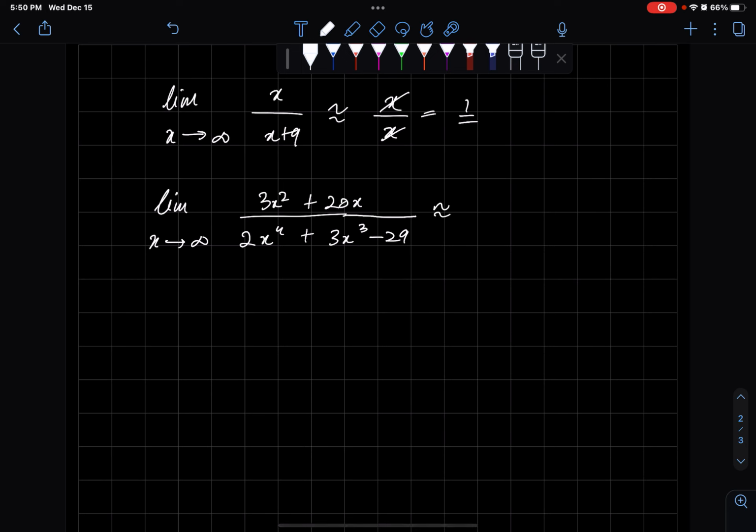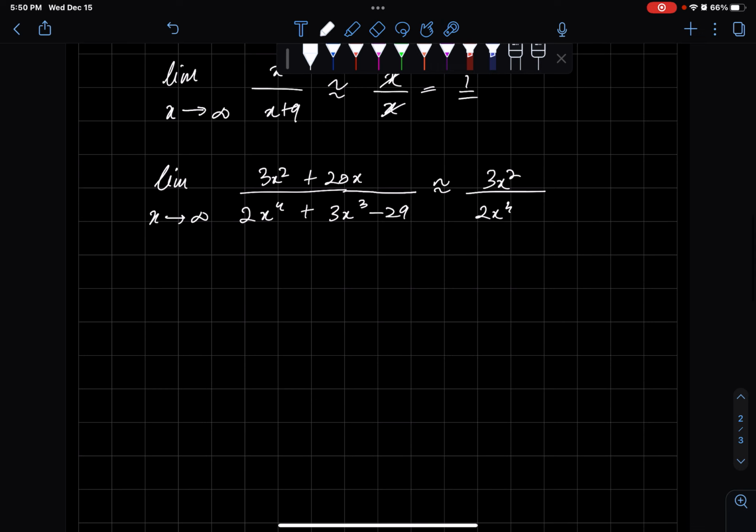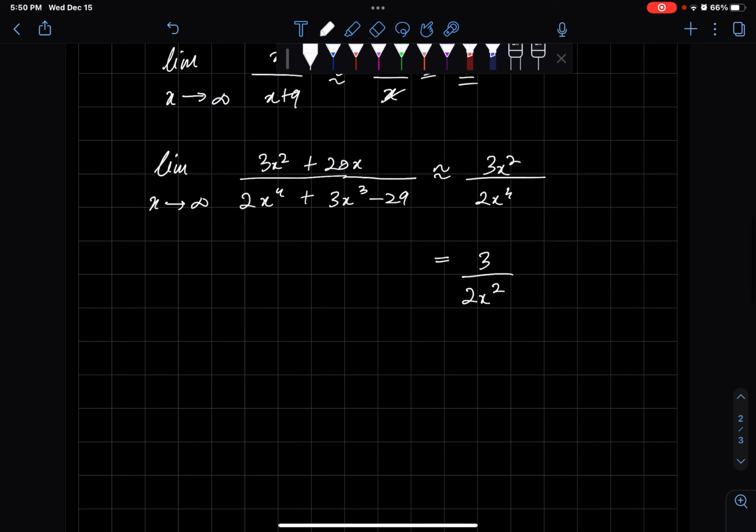So this behaves as if it's x squared over 2x to the 4. And then we can simplify this down to 3 over 2x squared. And as x grows to infinity, this denominator gets bigger and bigger, and this 3 gets divided into smaller and smaller parts, which approximates 0.